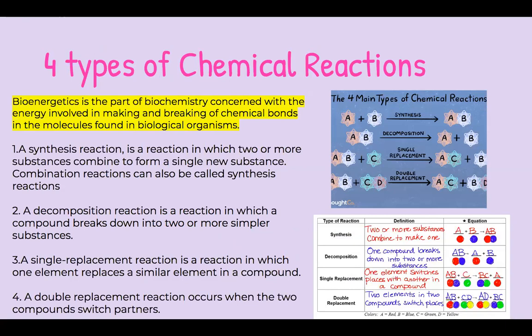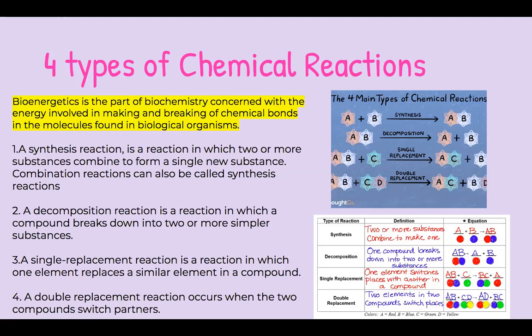Next, we have a single replacement reaction, which sounds complicated. It's basically a reaction in which one element replaces a similar element in a compound. And you'll see what that means in a sec. And then a double replacement basically means when 2 compounds switch partners. On the right, you can kind of see what happens in the equation.